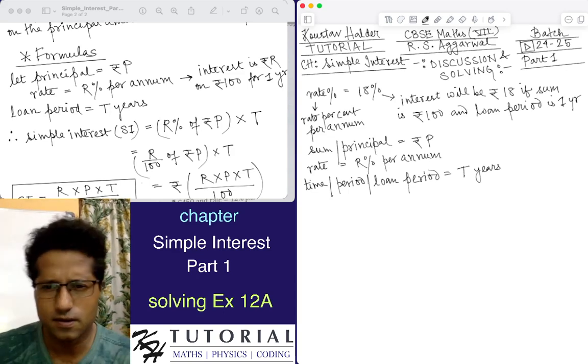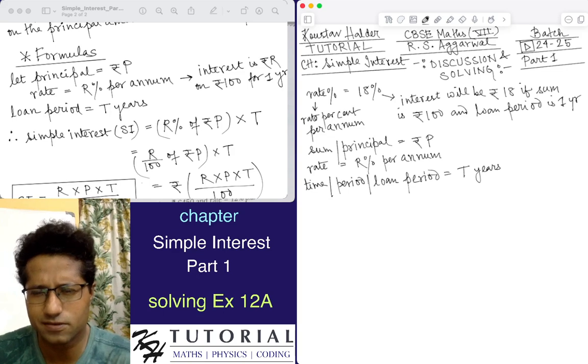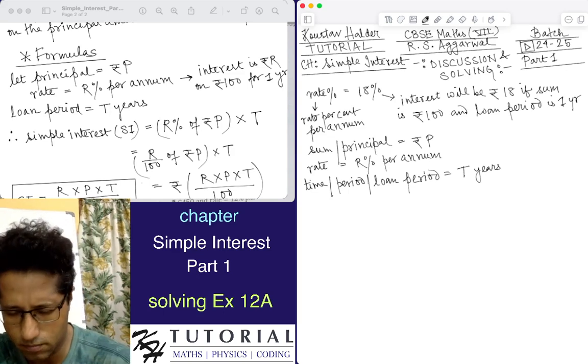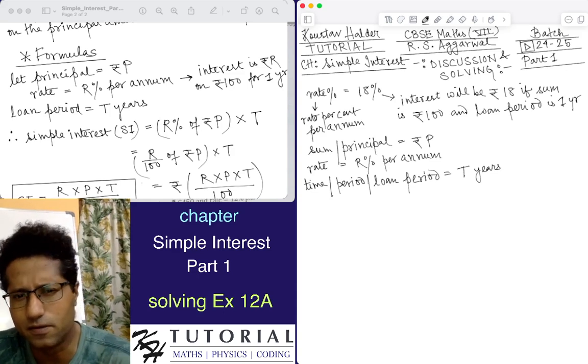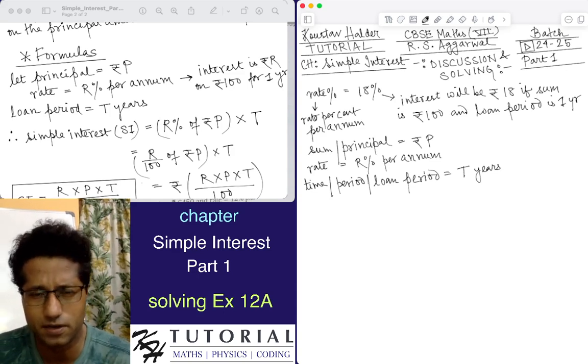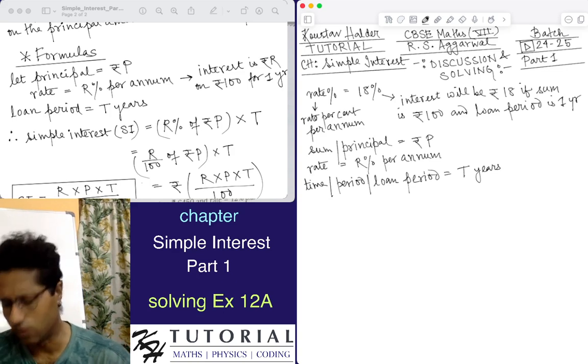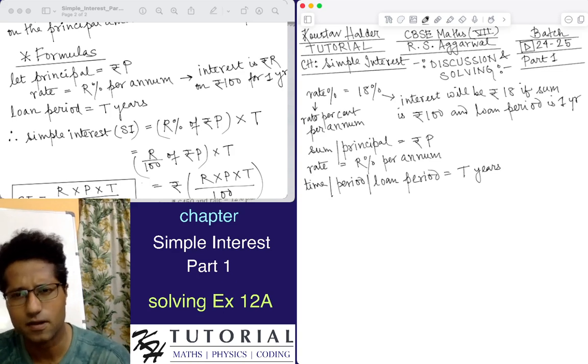Now we have to compute the simple interest. Simple interest is abbreviated as SI. Now what will be the simple interest? Without trying to memorize the formula, let's try to understand it from the basics.